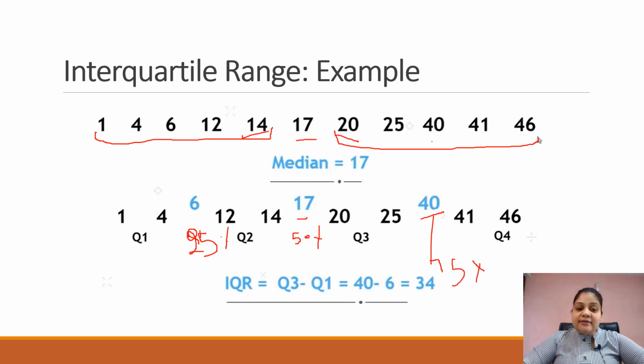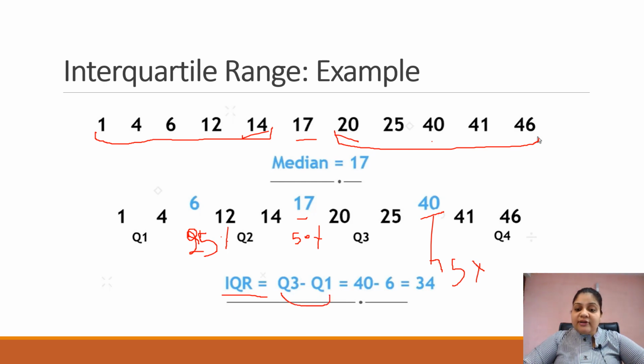That means at value 6 I have 25% of my data, at value 17 I have 50% of my data, at value 40 I have 75% of my data, and after 40, the remaining numbers represent the total 100% of my data. So what is my interquartile range? The interquartile range will be Q3 minus Q1.